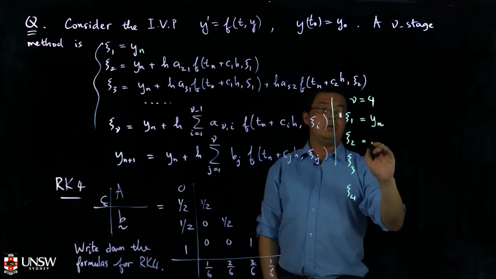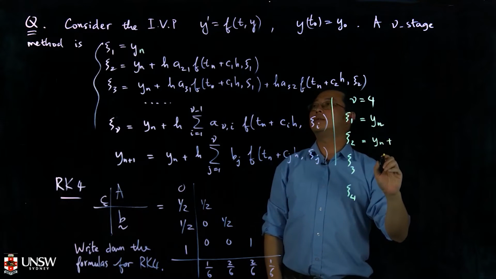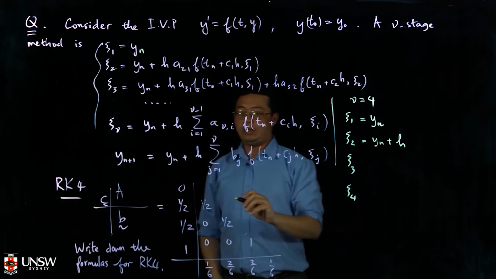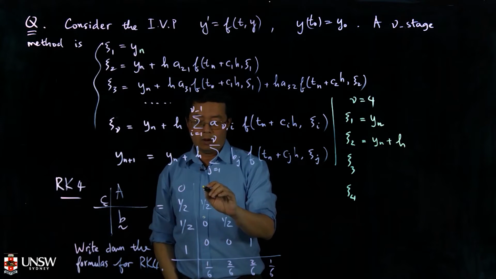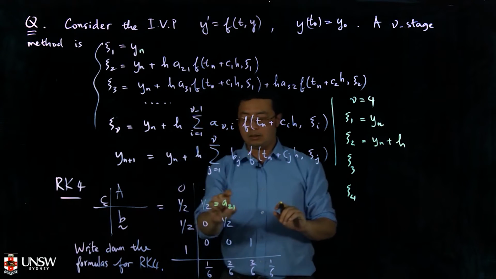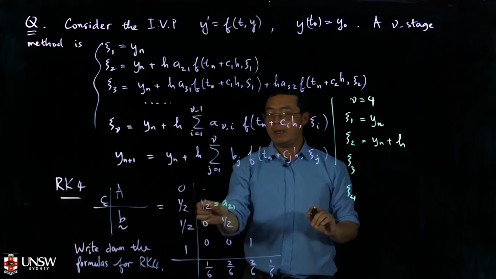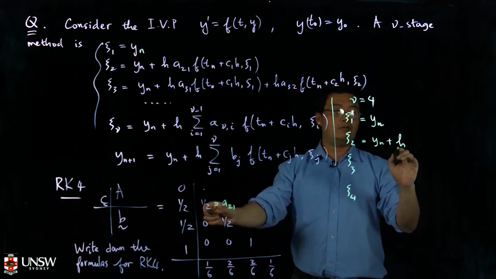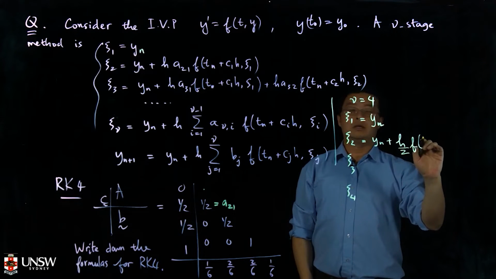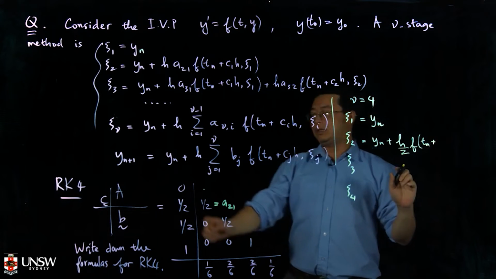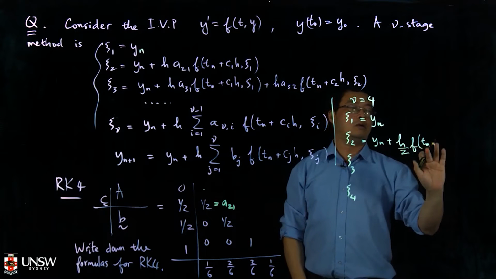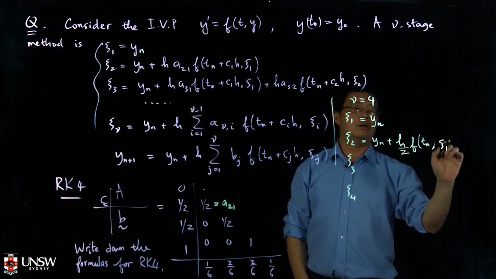And then xi2 will be yn plus h, okay, and now A21, so this one is A11, so this one is A21. A21 is the second row, first column, and A21 is 1/2, so you have h over 2, okay, and then you have f of Tn plus C1, where C1 equals 0. So there is nothing here, so just 0, comma, xi1.